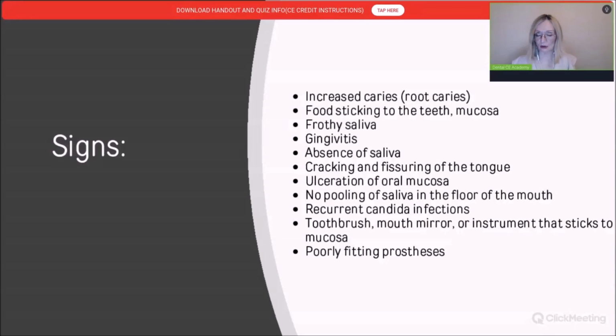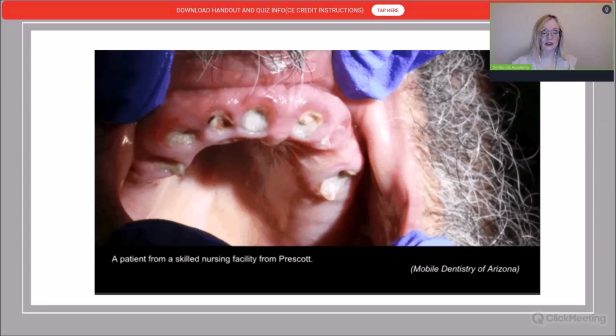Signs here: increased caries, frothy saliva, gingivitis, absence of saliva, as we said, ulceration, no pooling of saliva in the floor of the mouth, recurrent candida infections. A toothbrush, mouth mirror, and instruments may stick to the inside mucosa of the tongue as well, and poorly fitting prostheses.